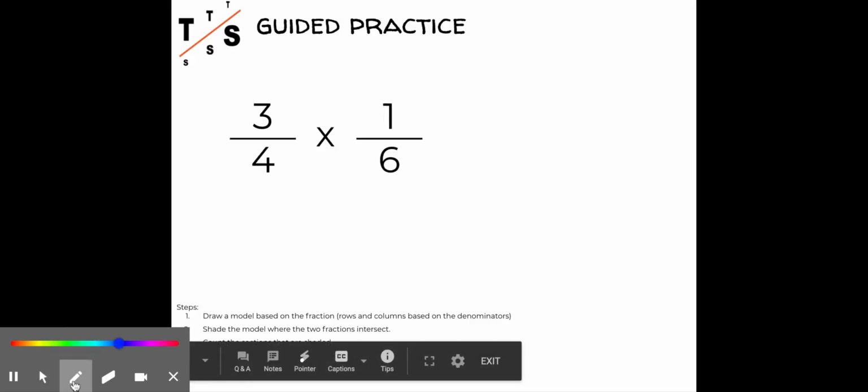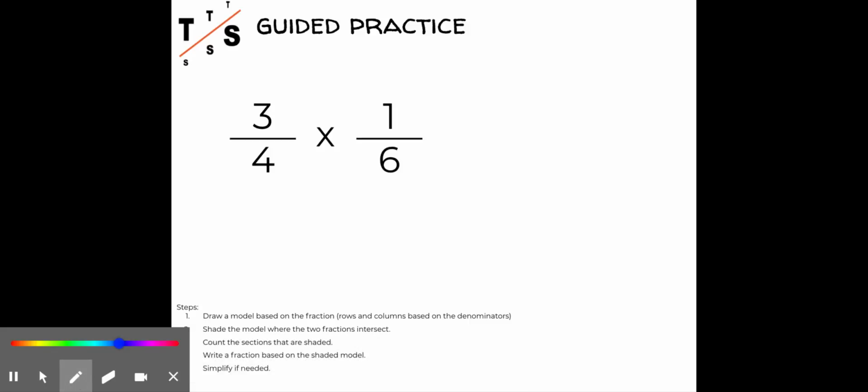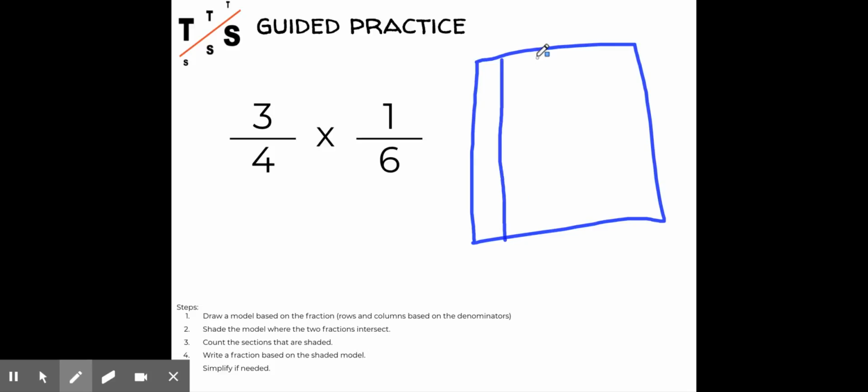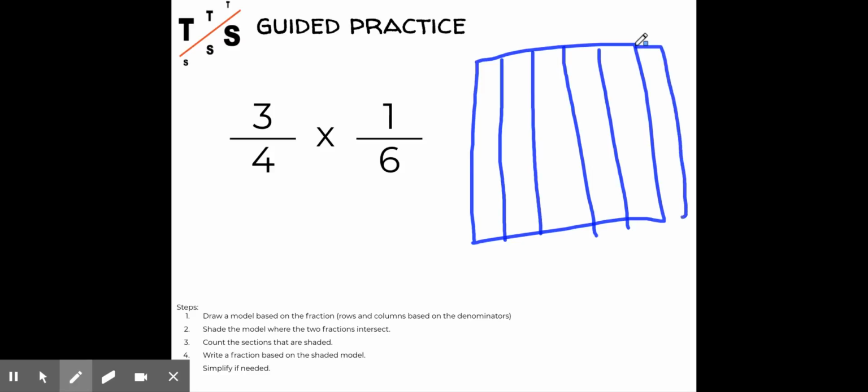3/4 times 1/6. Remember, if you want to pause and try it on your own and then check to see if you have the right answer, you can do that, or you can stick along with me. So I'm going to draw my model, and this time I'm going to make 6 columns. Let's see, how many do I have here? 1, 2, 3, 4, 5. I'll add one here for 6. And then we're going to do 4 rows. 1, 2, 3, 4.